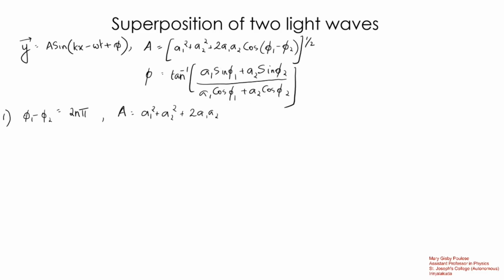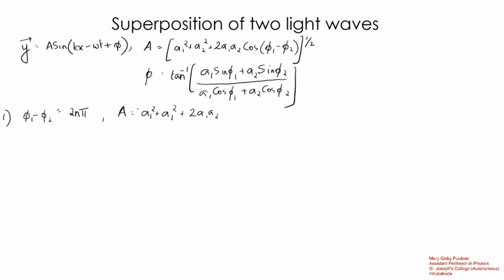We can see cos 2n pi to be 1 just by substituting values for n. If n is 0, you have cos 0, that is 1. If n is 1, you have cos 2 pi, that is again 1. If n is 2, you have cos 4 pi, that is again 1. So generally when we have cos 2n pi, it is equal to 1.